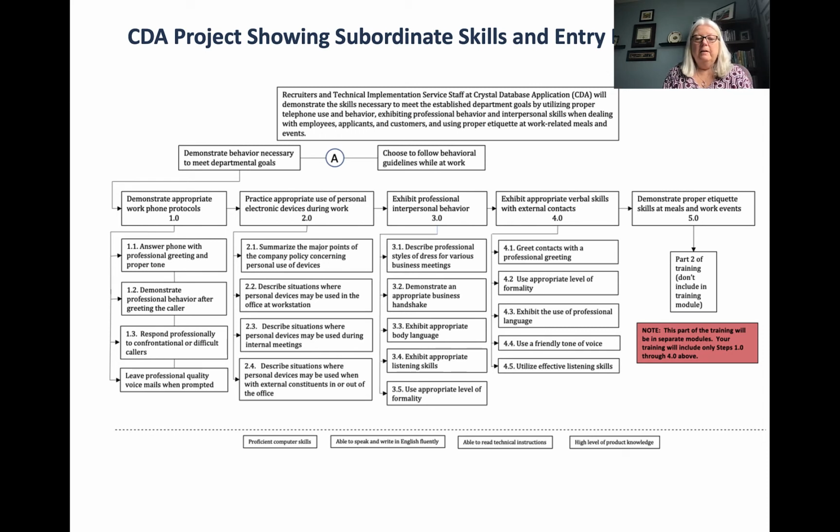But notice then there's a dotted line. And below the dotted line, we have our entry skills, entry behaviors. So we expect the learner to come to the training already having these things, already being proficient in computer skills, being able to speak and write fluently in English, being able to read technical instructions, and we want them to have a high level of product knowledge because we aren't going to teach these things in our training. But if someone comes and does not have these things, then our training may become difficult for that person and they may not be able to learn.